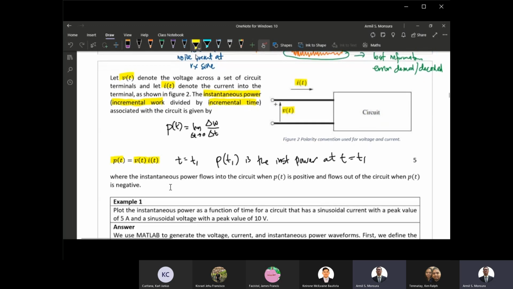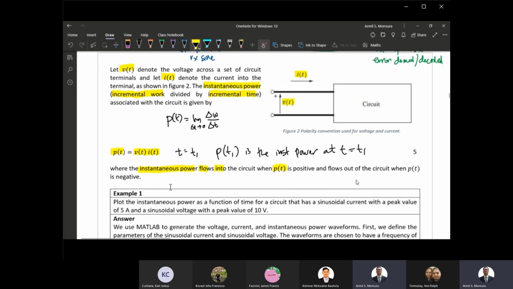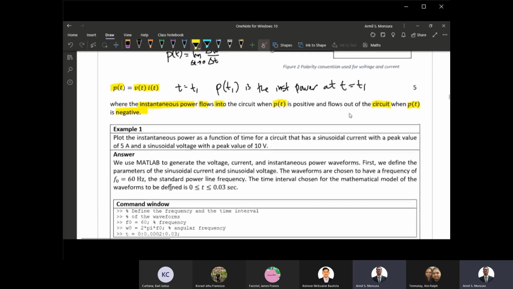So by definition, the instantaneous power flows into the circuit. Ibig sabihin papasok siya. When P of T is positive, that means your circuit draws the current. Papasok yung current sa circuit mo pag positive yung power. And the circuit throws out, or gives off power, when P is negative. So if this circuit is essentially, say for example, a receiver, gusto natin positive yung power natin, yung instantaneous power natin, because we would like the signal to go in the circuit. So, let's have this one.